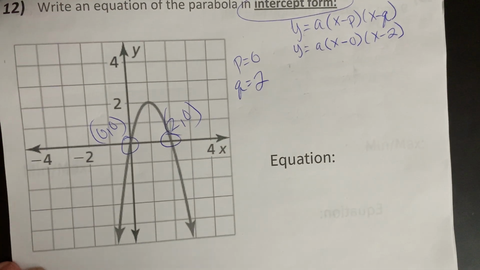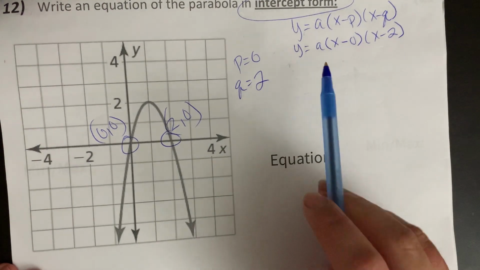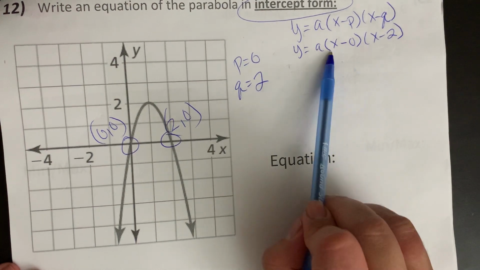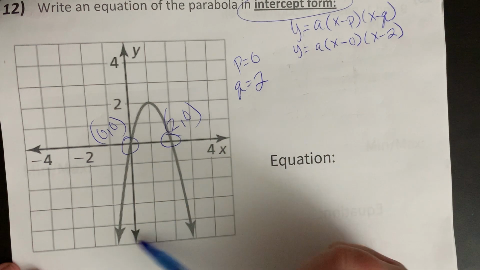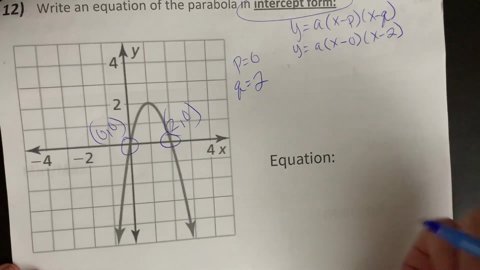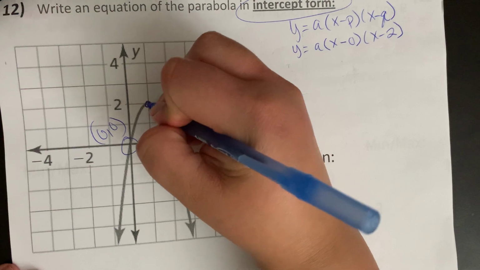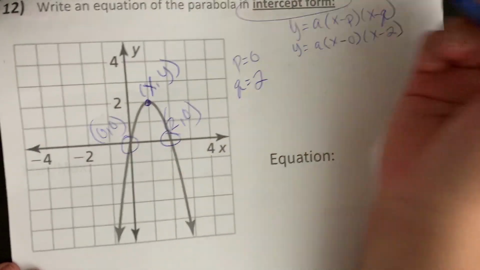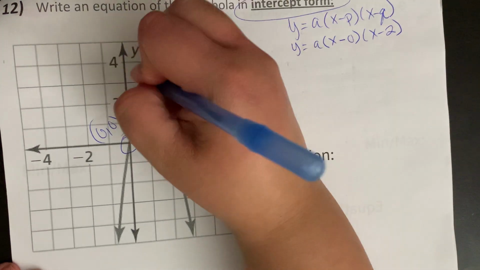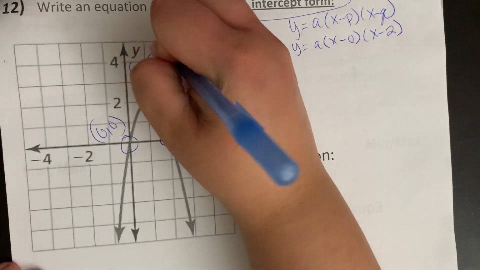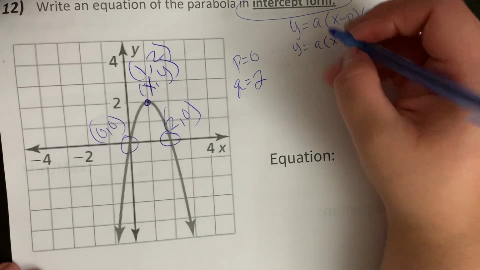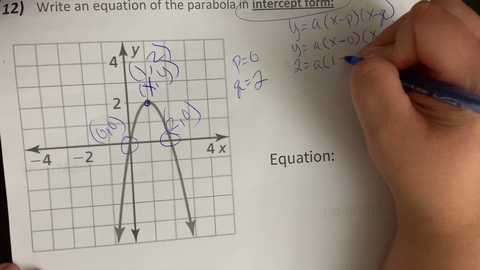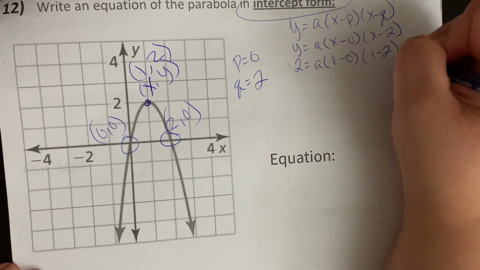Now, what's wrong here? I don't have an equation all the way. I'm still missing an a, right? So what can we do? We can go on ahead and substitute x and y with any ordered pair on here. Literally any. So I'm going to choose the vertex because it's still an ordered pair, right? Which is, what is that, 1, 2? Sorry, I did that wrong. 1, 2. So I know x is 1 and y is 2. So a, 1 minus 0, 1 minus 2.